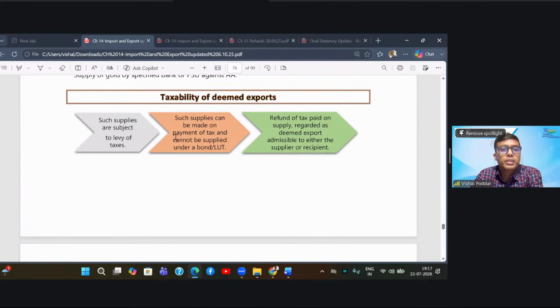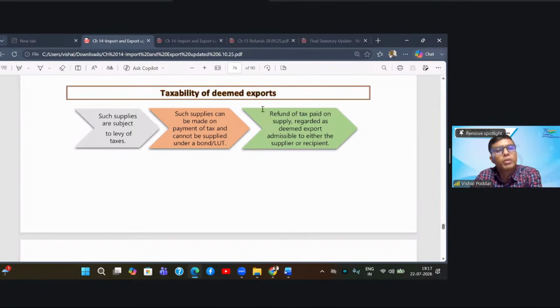Such supplies can be made on payment of tax and it cannot be supplied under bond. So, importantly, not like export. In case of export, you are having the option of making with payment or without payment under bond. Here it is not export, here it is deemed export. You have to compulsorily do it under payment mode. There is no option of without payment.